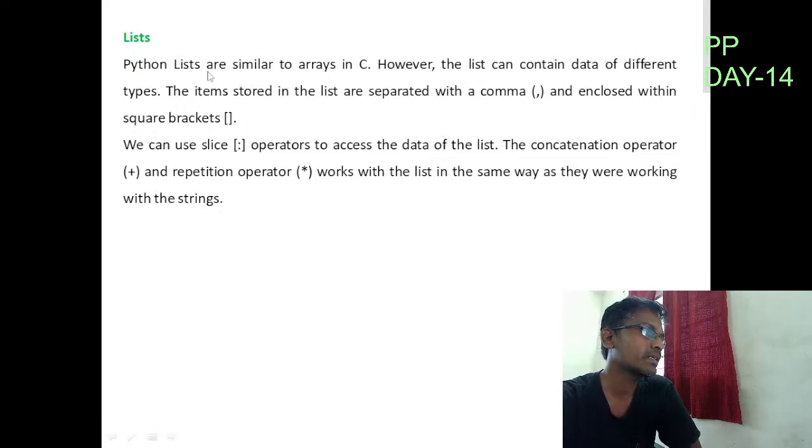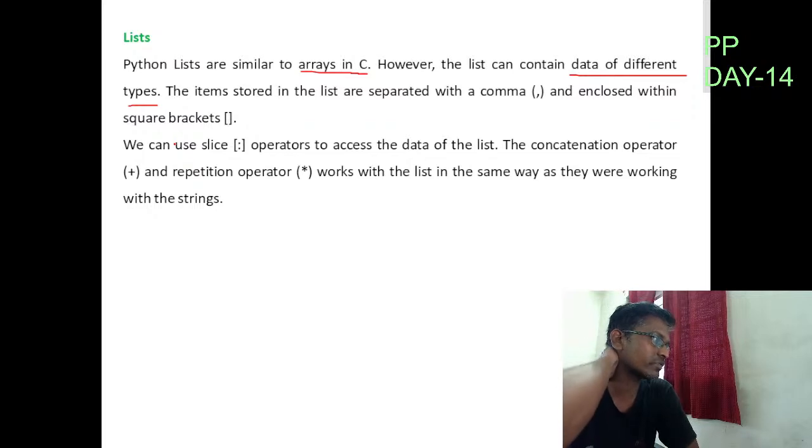Python lists are similar to arrays in the C language. However, a list contains data of different types, whereas an array contains similar data types. So in a list, it is a collection of different data types.